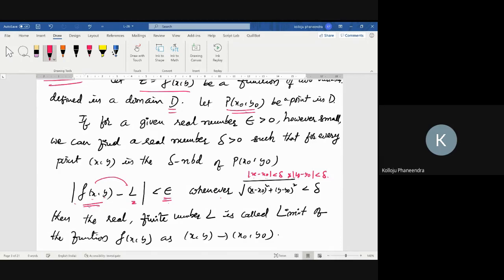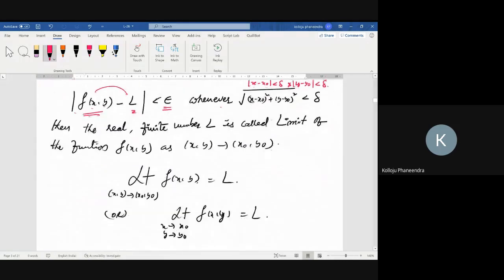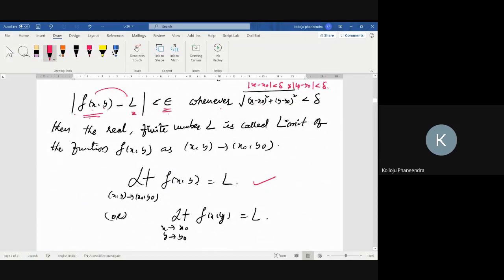A simple definition, right? So mathematically, I can write: limit when x, y approaches x naught, y naught, f of x comma y approaches L. L is called the limit of the function. Okay, either you use this one or you use this definition of limit.